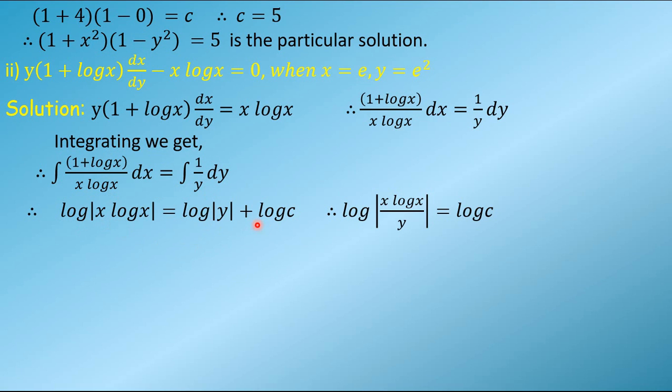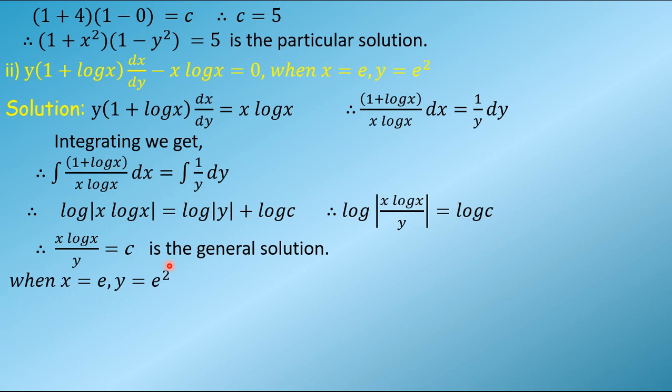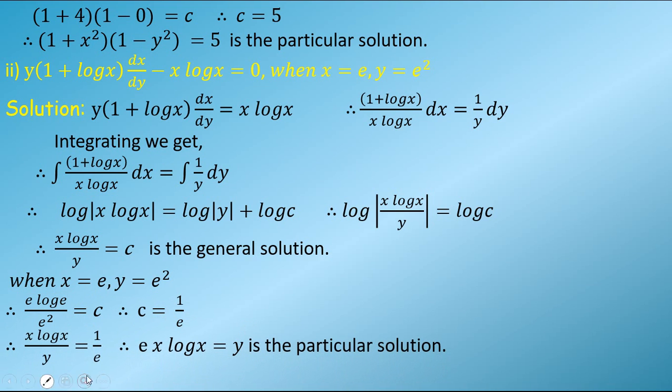1 upon y log y, again take log c. So we came to the stage x log x upon y is equal to log c. So x log x upon y is equal to c is the general solution. Replacing the values, x is equal to e as well as y is equal to e square. So we came to the stage e log e upon e square. Log e is 1, e gets cancelled, value of c is 1 upon e. Replacing the value, on cross multiplying you will get the answer: ex log x is equal to y is the particular solution of the problem.